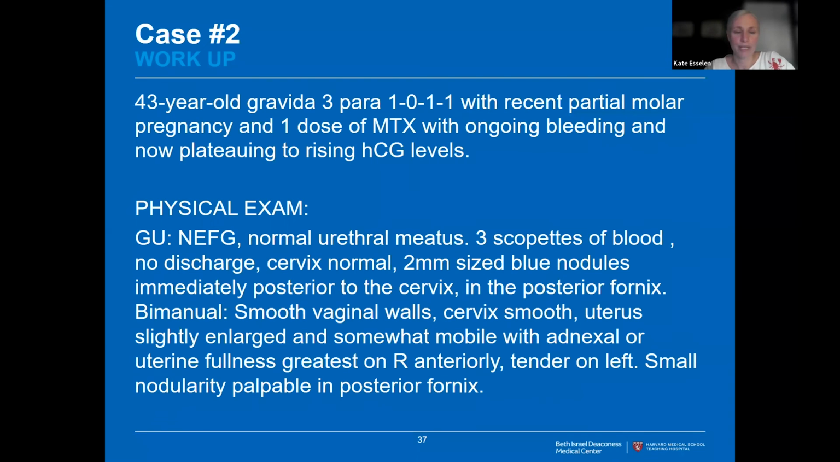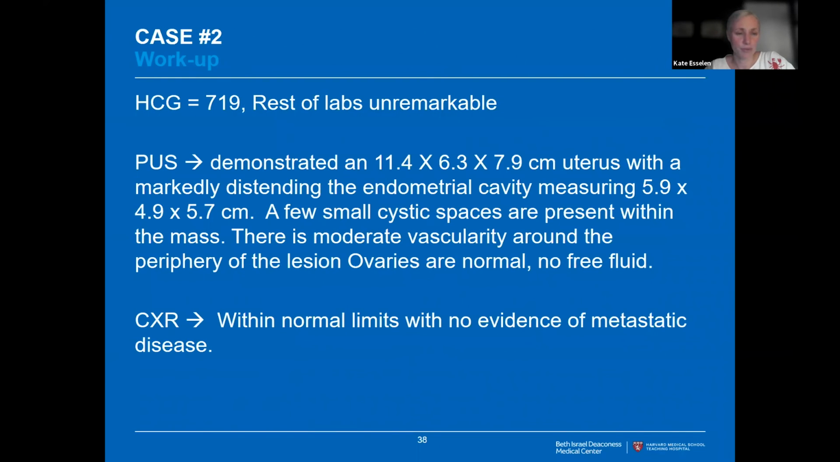So we obtained another HCG, which at this point was 719. The rest of her labs were completely unremarkable. Her pelvic ultrasound did show an enlarged uterus, over 11 centimeters, markedly distended with an almost 6 centimeter cystic endometrial mass. There was moderate vascularity associated with it. The ovaries were normal, and there was no free fluid. Her chest X-ray did not show any evidence of metastatic disease.